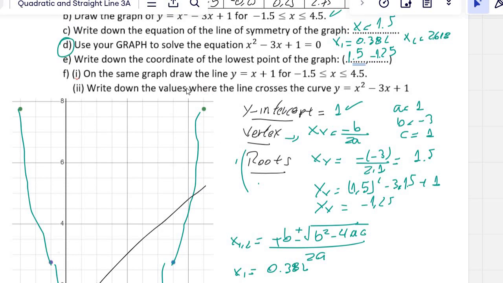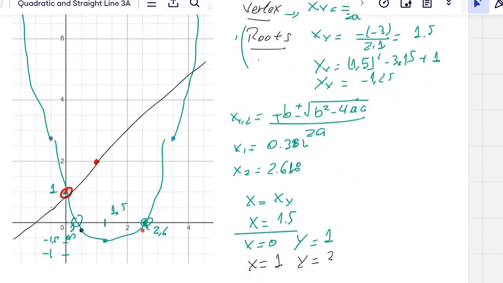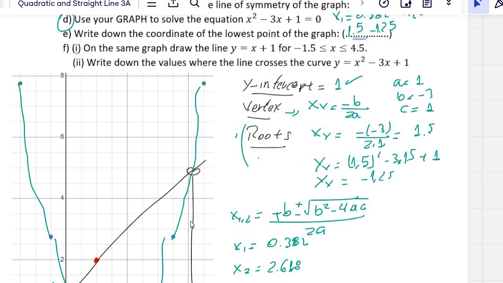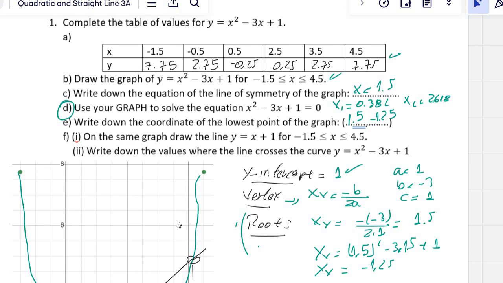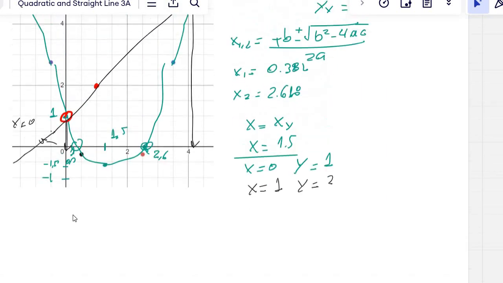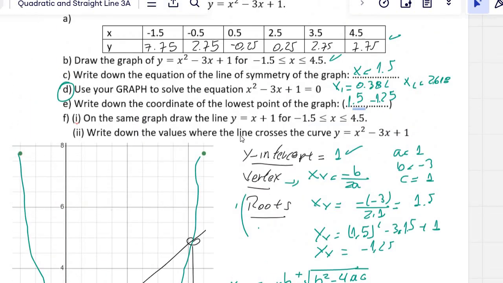Write down the values where the line crosses the curve. You can see which is the value for x when they cross. In this case, x equals 0, and in this case, it's 4 point something. Also, what you should do is compare the equations. So you have the straight line, which is x plus 1, and if you want them to intersect or cross, then you have to make them equal.